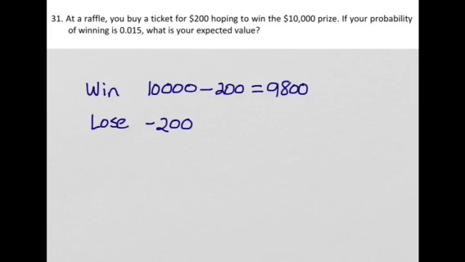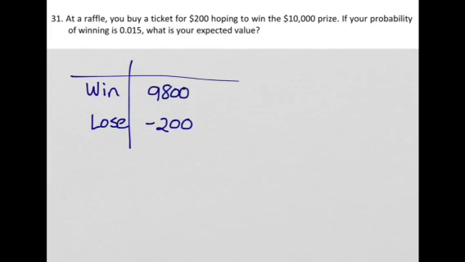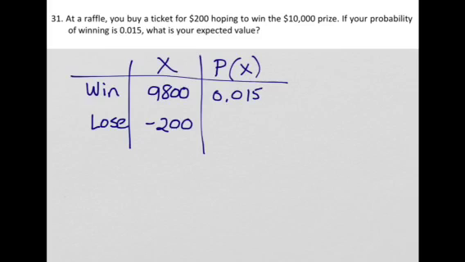So I'm going to take this out. Let's move the 9,800 over here. So this is how much you're winning or losing. So we'll call this X. Now we want to know what is the probability of X.